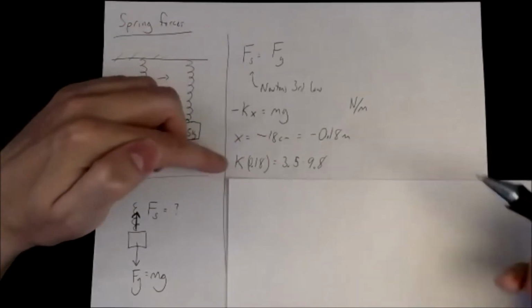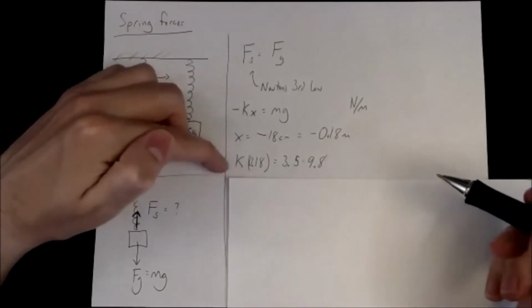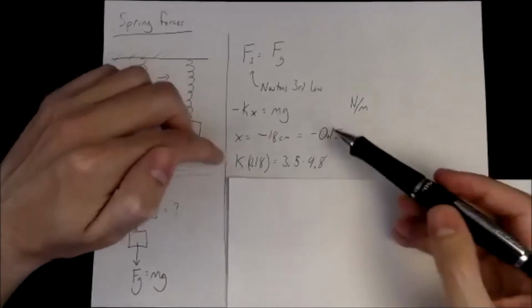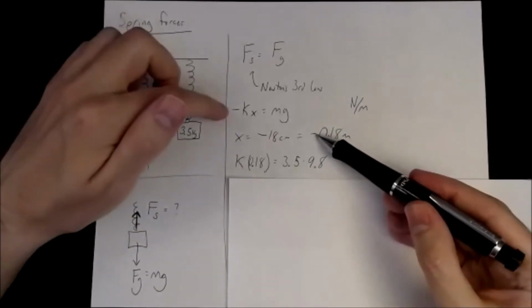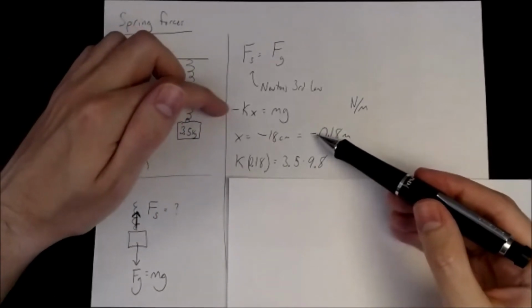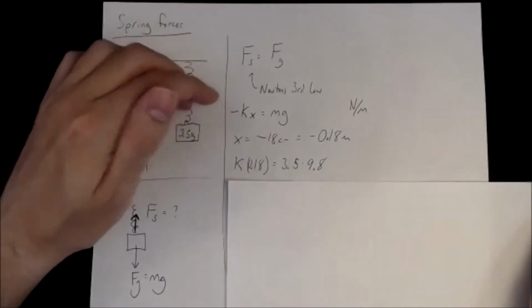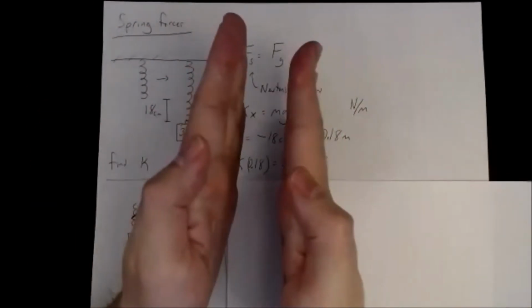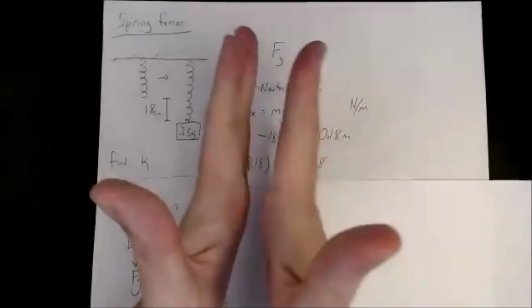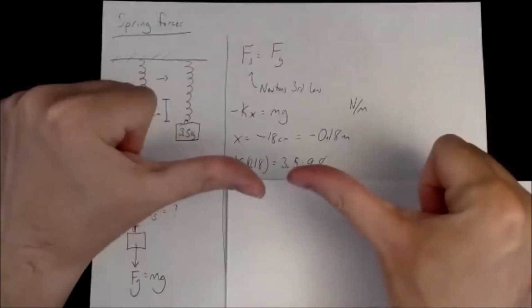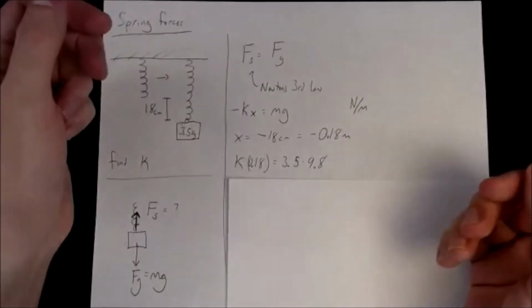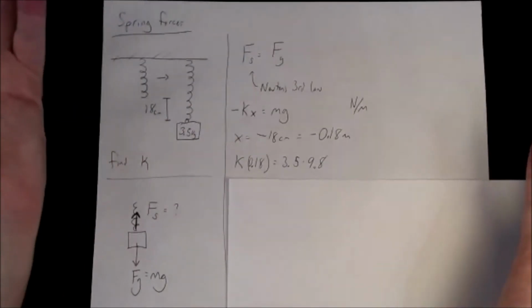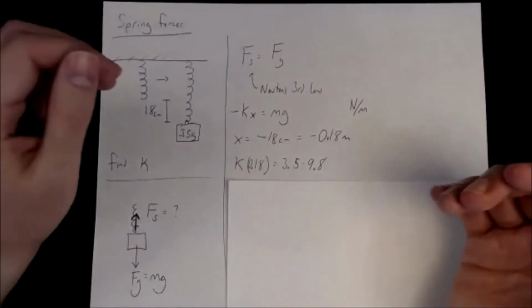Now, one of the easiest places to get messed up in looking at springs is you forget to deal with the negative sign. That negative sign means that if you're trying to compress something, it wants to expand. If you're trying to compress a spring, it wants to expand. If you're trying to stretch a spring, it wants to contract. We know that that's how springs work because we've all seen a spring before in our lives.